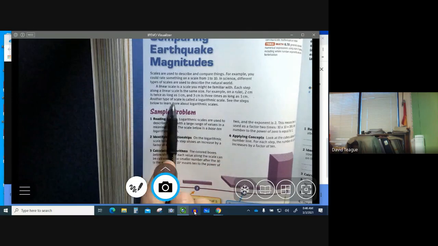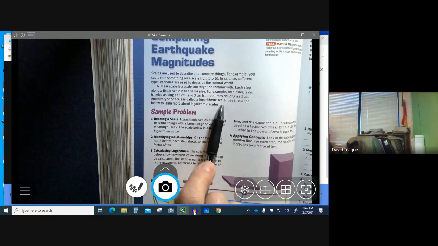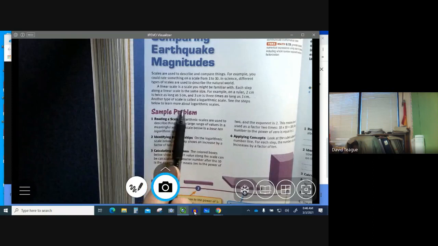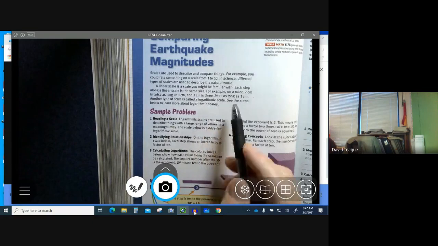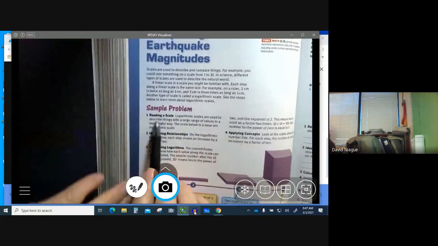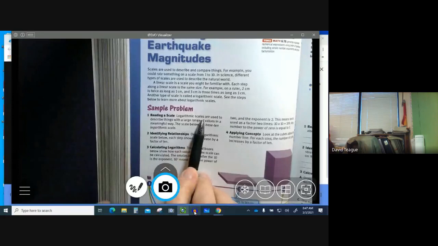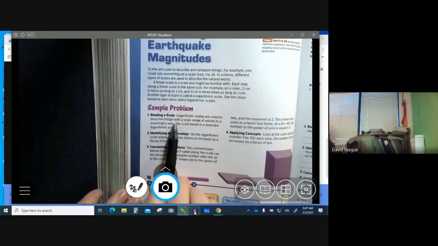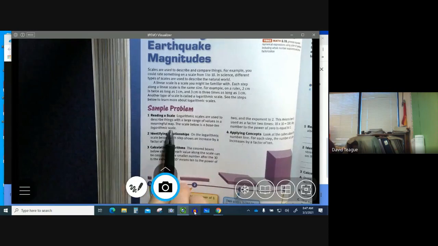Another type of scale is called a logarithmic scale. See the steps below to learn more about logarithmic scales. My mouth is not working today. Okay, sample problem. Reading the scale. Logarithmic scales are used to describe things with a large range of values in a meaningful way.